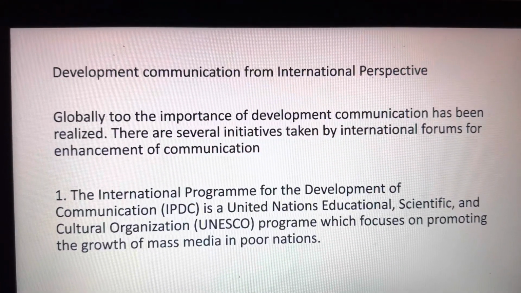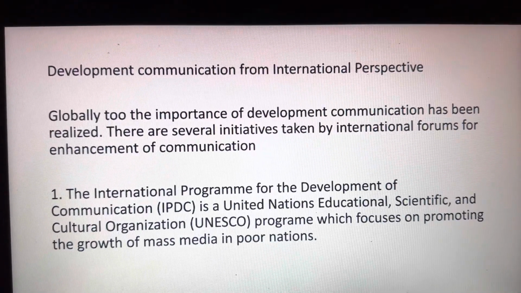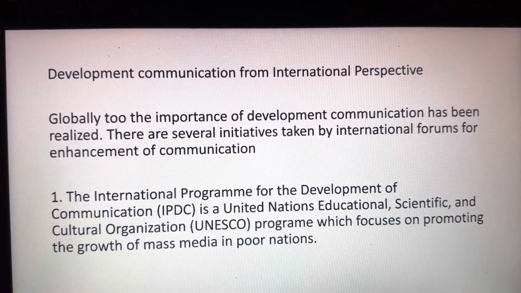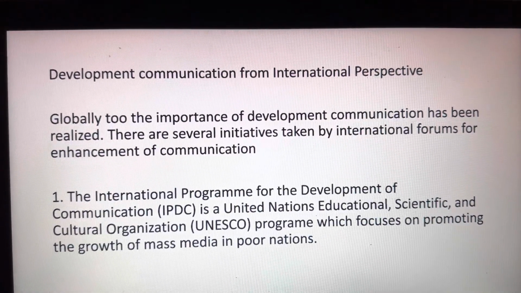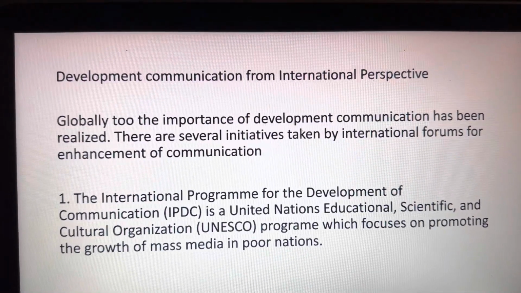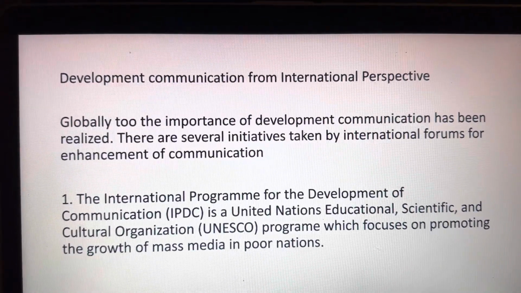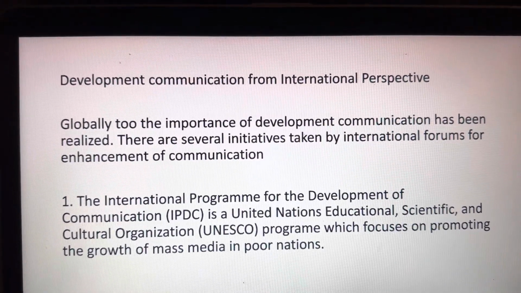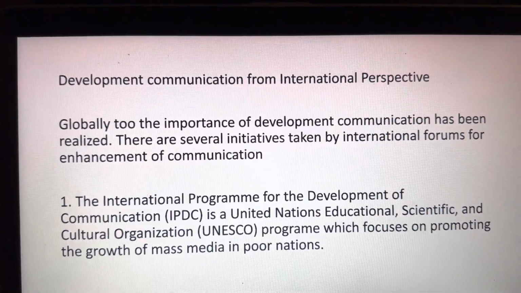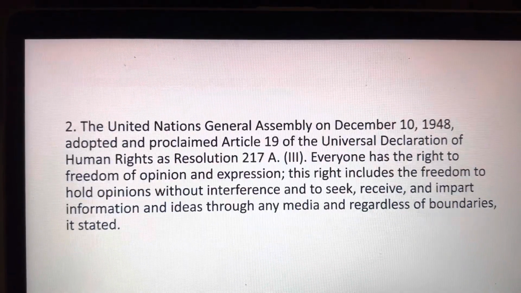Development communication from international perspective. Globally too, the importance of development communication has been realized. There are several initiatives taken by international forums for enhancement of communication. The International Programme for the Development of Communication, IPDC, is a United Nations educational, scientific and cultural organization program which focuses on promoting the growth of mass media in poor nations.